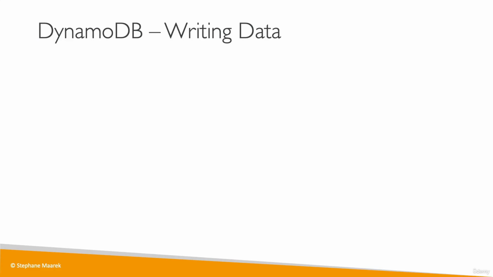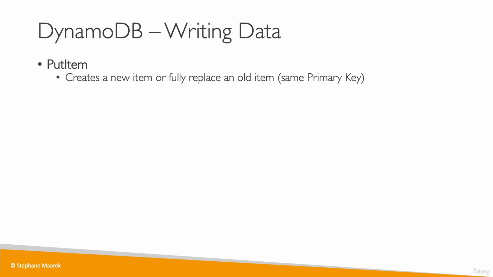In the exam, you will see the API calls of DynamoDB referred to by their name, so it's good for us to see them once. If you want to write data, you have a few options. You have PutItem. When you do a PutItem, it creates a new item or fully replaces an item that has the same primary key. It will consume write capacity units. And so the idea is that you want to do a full replace or write a new item.